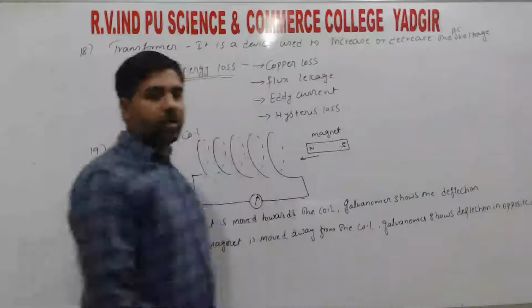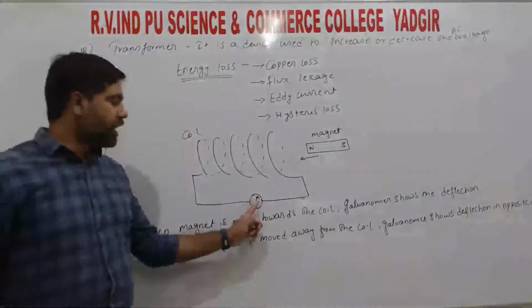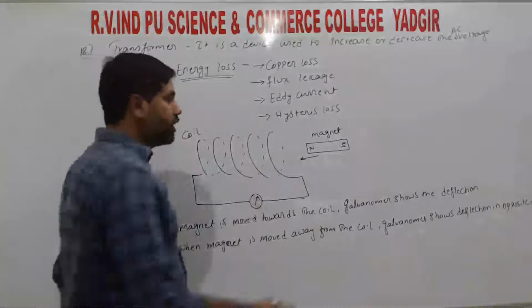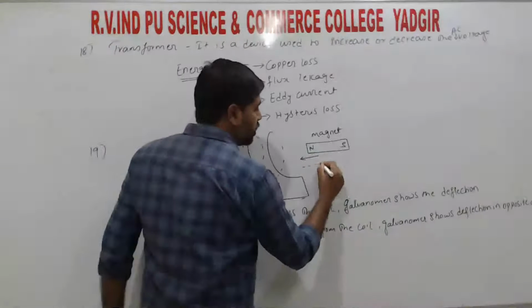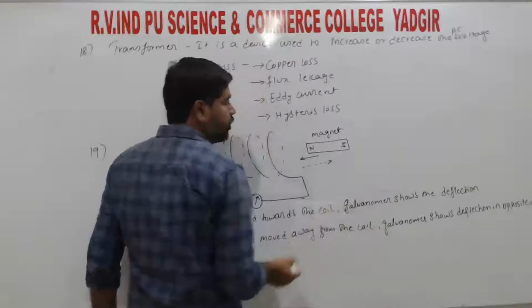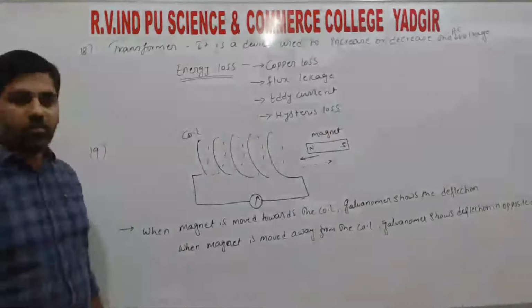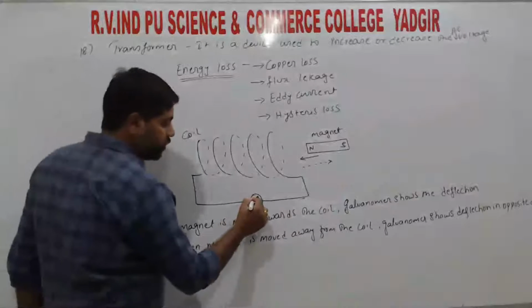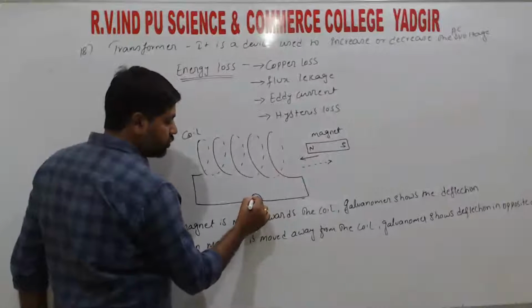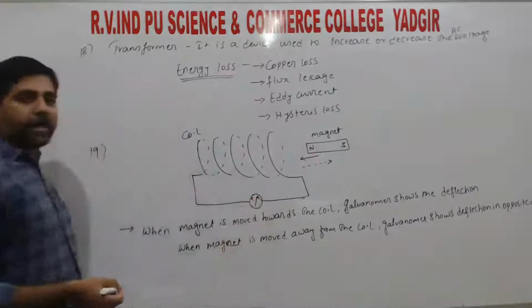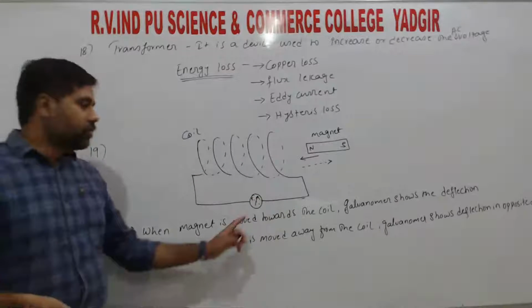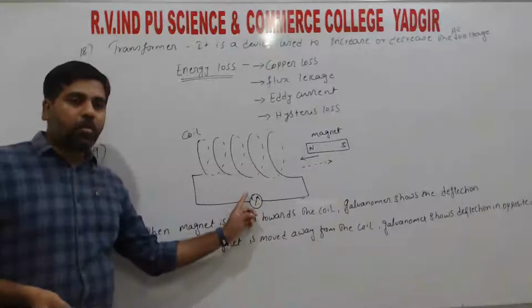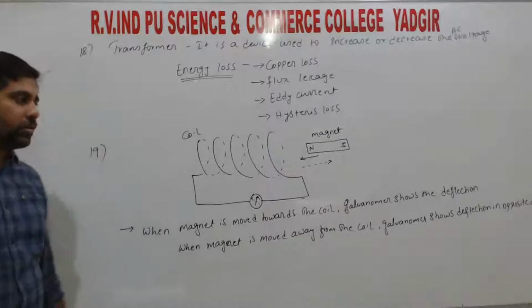Which direction does the galvanometer show? Initially it was showing deflection on the right side, when it is moved away from the coil. I am representing moved away from the coil with dotted lines. The galvanometer deflection is in the opposite direction, which is also indicated by the dotted lines. The needle is the same, but it shows opposite deflection.